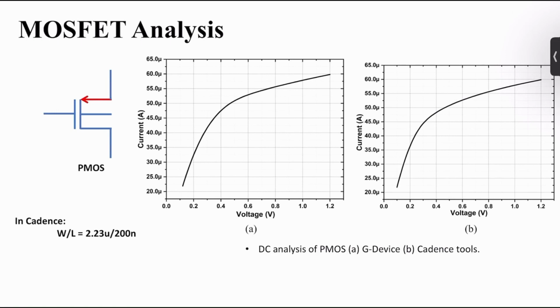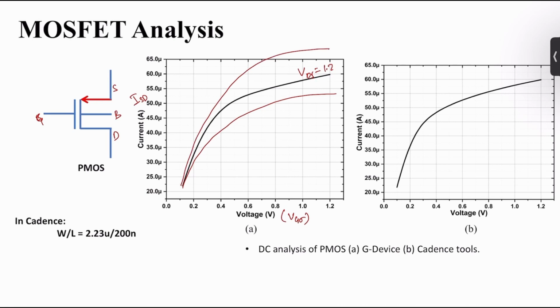So let's see PMOS now. In the PMOS, this is source, this is drain, this is gate, and this is body. Same here, I did the DC sweep of VGS, and this is the current ID against VDS, not 1.2 volts. Same as before, if we reduce VDS, the current will be reduced, and if we increase VDS, the current will increase.